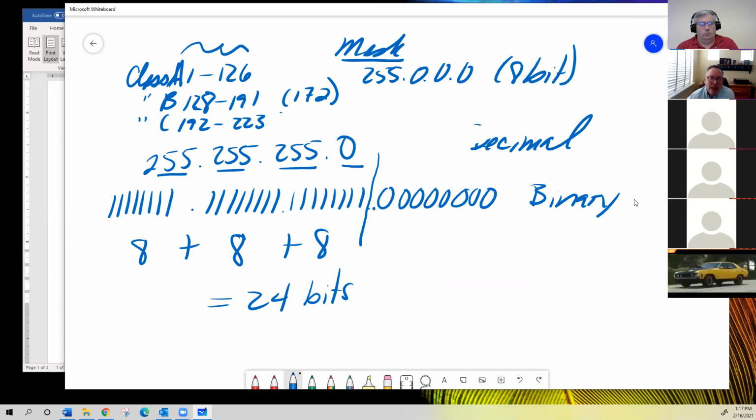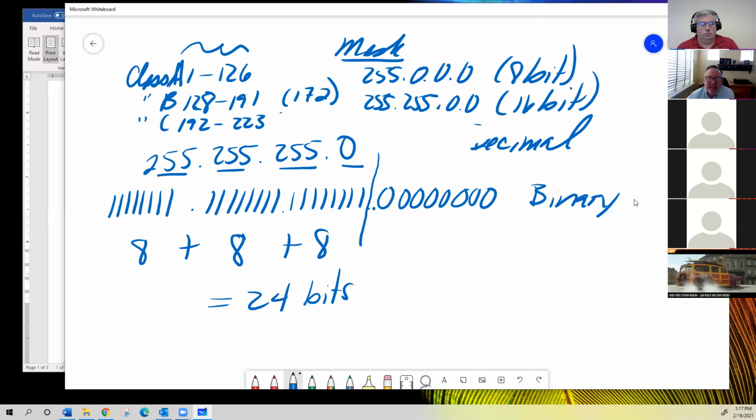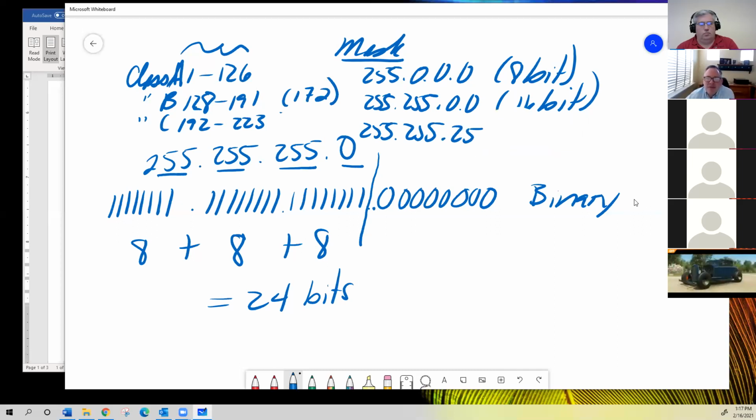That's the default. And with class B, it's 255.255.0.0. So that's a 16-bit mask, right? 8 plus 8. And then C is 255.255.255.0. So that's 3 octets, or 24 bits. These are the default masks, okay?